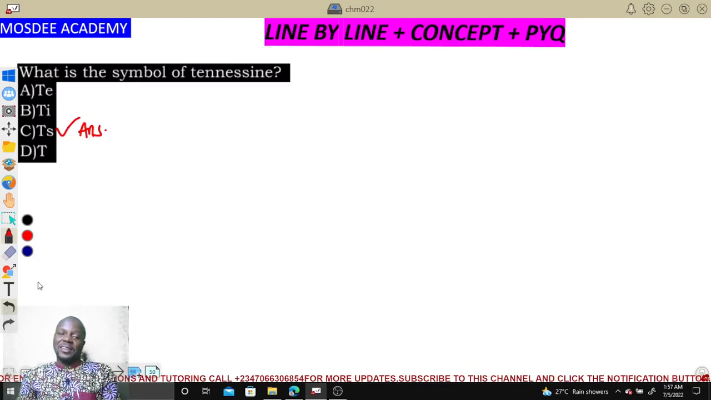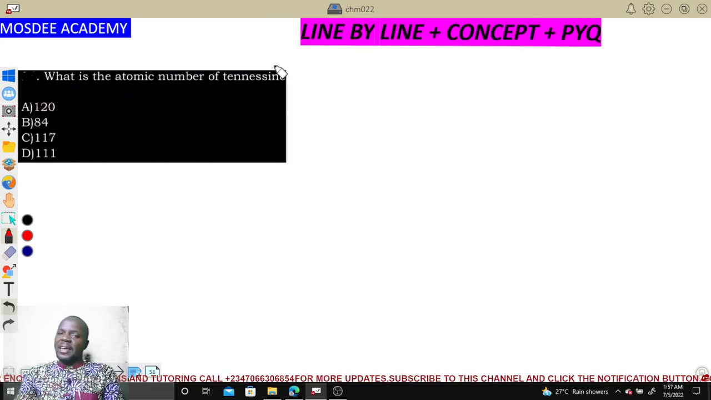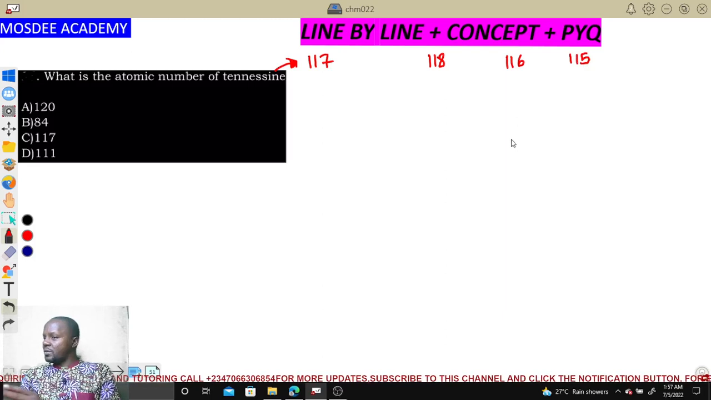So the next question is, what is the atomic number of tennis? Tennis is the last member of group 17. It's going to be 117. The last member of group 18, 118. The last member of group 16, 116. The last member of group 15, 115. The last member of each group will continue in that manner.